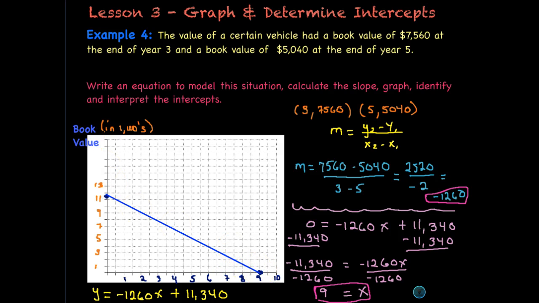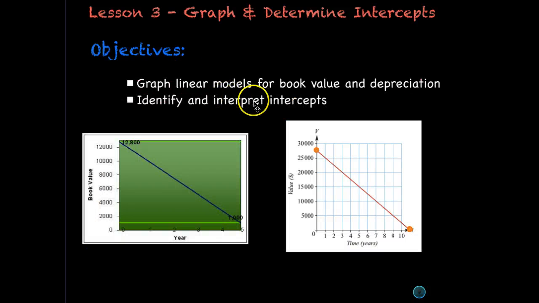And this concludes our lesson 3 on graph and determine intercepts. At this point, you should be able to graph linear models from y equals mx plus b or from standard form. And you should also be able to identify and interpret the intercepts.